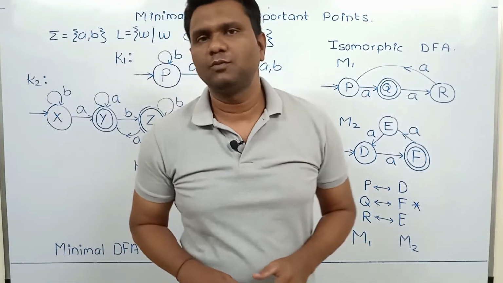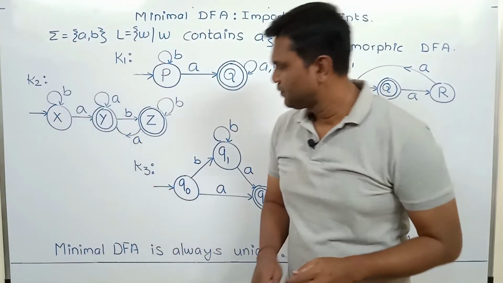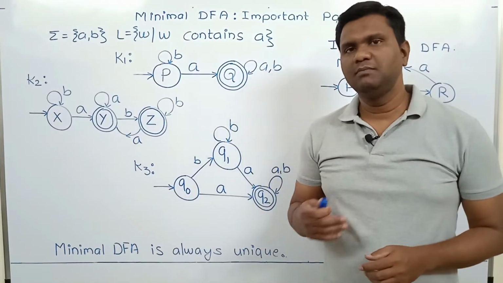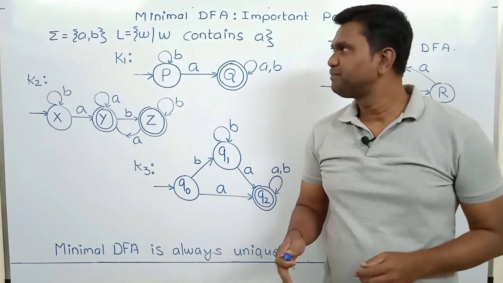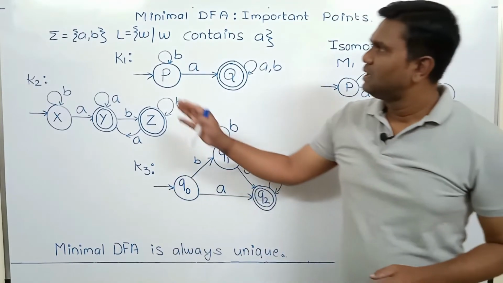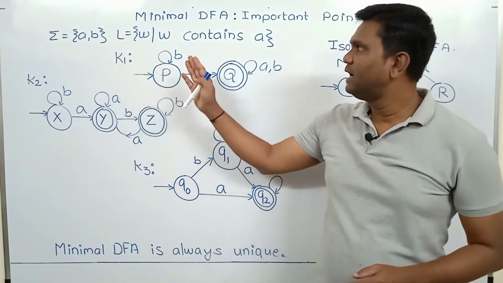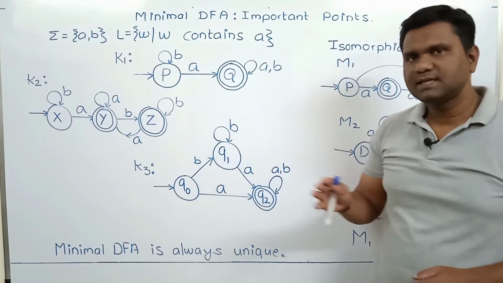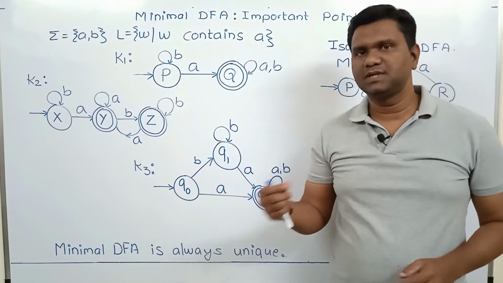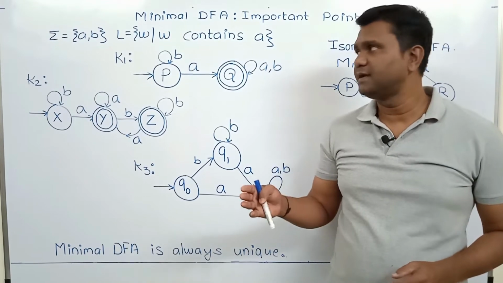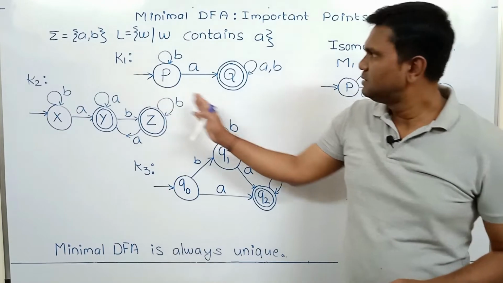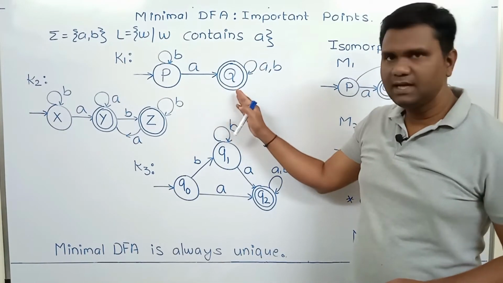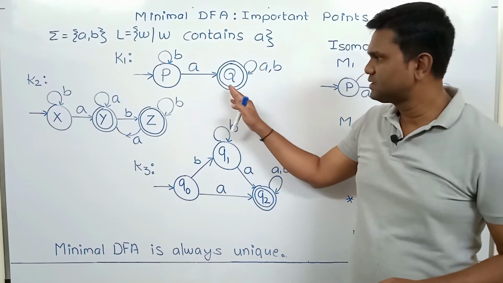Now let's come to the first point related to minimal DFA. The important point is, for a given regular language, minimal DFA is always unique. Let's take one example. Alphabet contains a and b and language L is w such that w contains a. For this type of problem, w contains a substring, we have studied how to build the DFA. DFA K1 is the DFA to recognize this language. This is the minimal DFA. It contains two states.